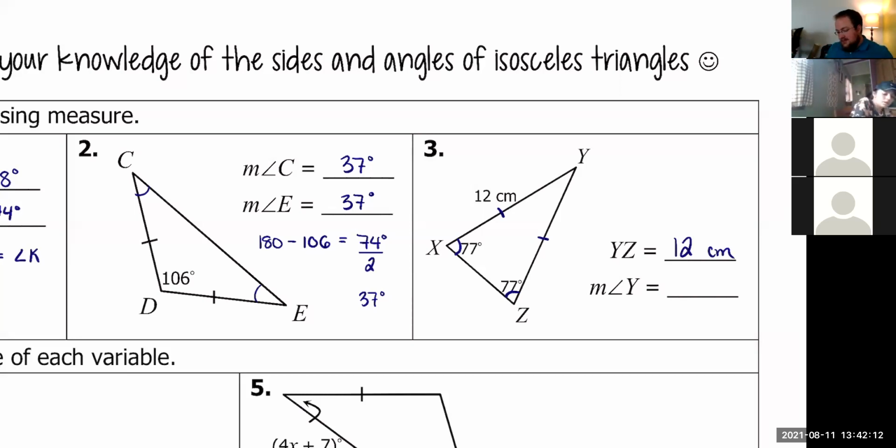And then how am I going to find the measure of angle Y? 77, twice. So 180 minus 77 minus 77, I think I heard 26.